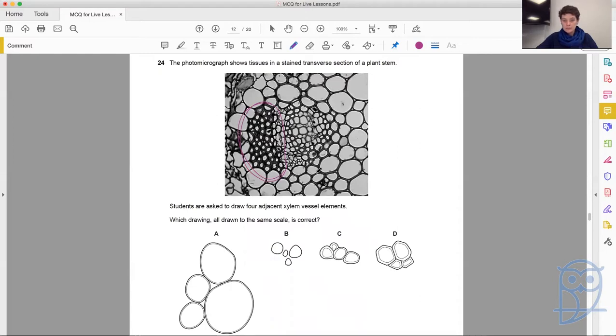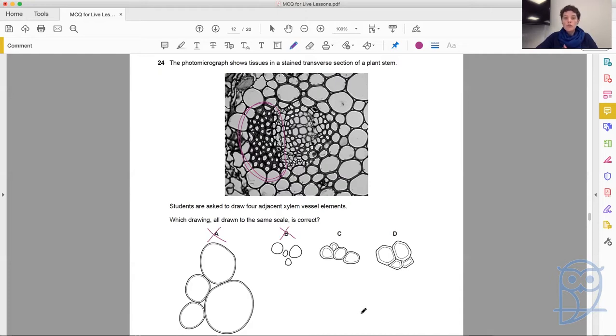So we can cross out A, because this student has drawn the cells that are not even in the vascular bundle, so definitely not A. B, this student didn't know whether they were looking at a plant or an animal, so we can cross out B. So now we are looking between C and D.